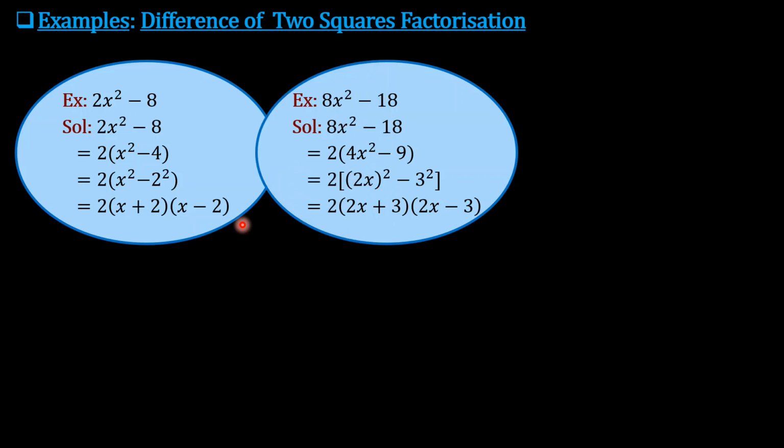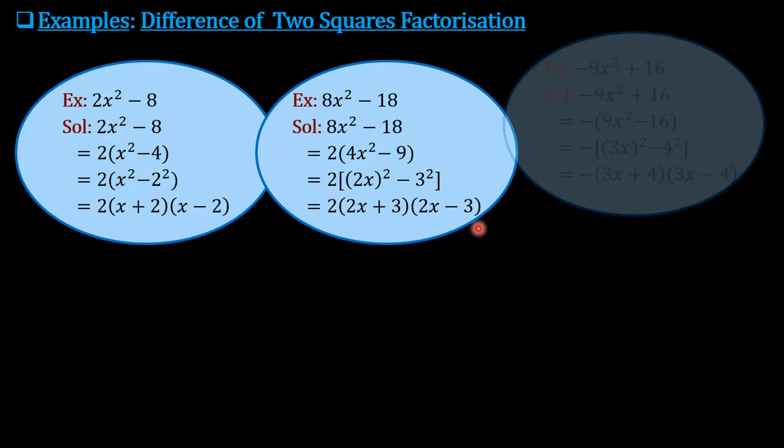8x square minus 18, we take another 2 as a common factor out, so we have remaining 4x square here and minus 9 here. So 4x square means 2x whole square and 9 means 3 square. So again we apply the formula a square minus b square, so a plus b times a minus b. Here it is 2x plus 3 times 2x minus 3.